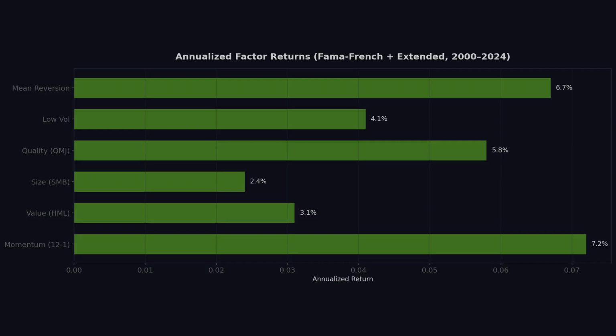Define signals: long underperformer, short outperformer when z-score is below -2. Short underperformer, long outperformer when z-score is above +2. Close when z-score crosses back through -1 to +1.